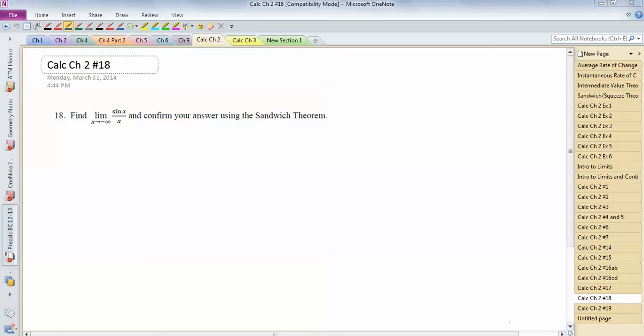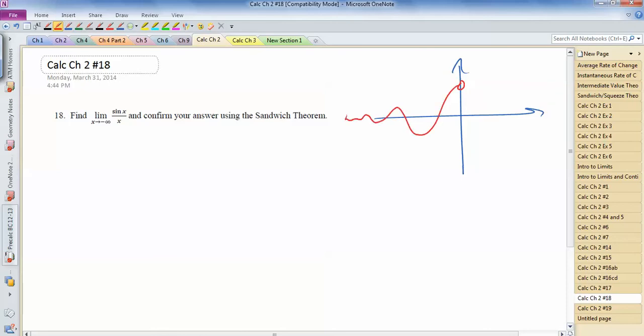Okay, so for this problem, you're looking at sine x over x, and we've actually done this exact problem before. Sine x over x is the one that looks like this. It's got a hole at (0, 1), and then it looks like sine x, but it fades out as you go way out there.